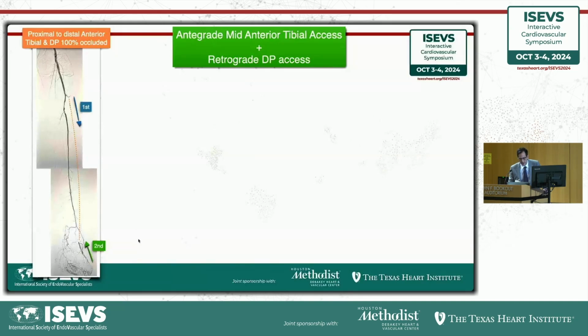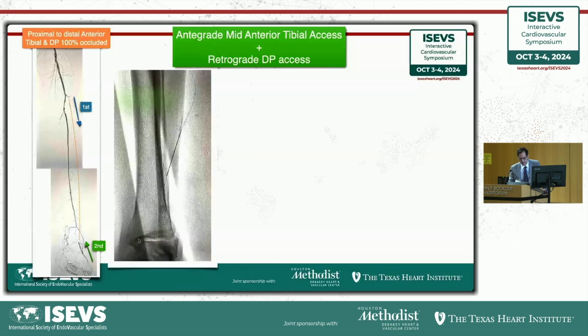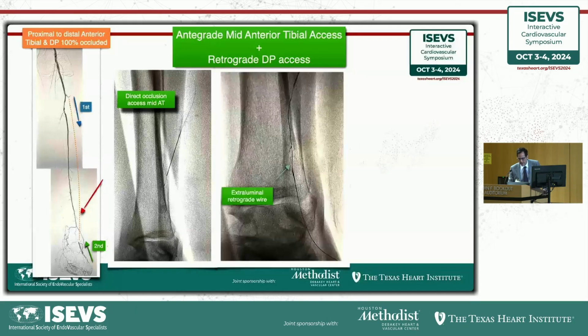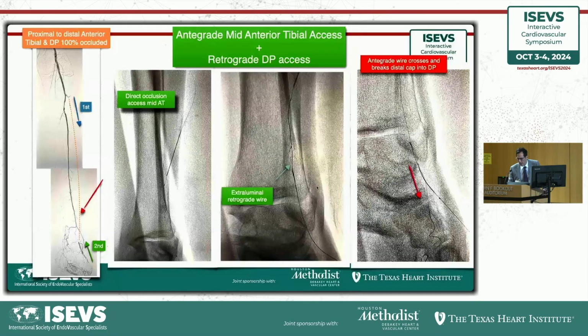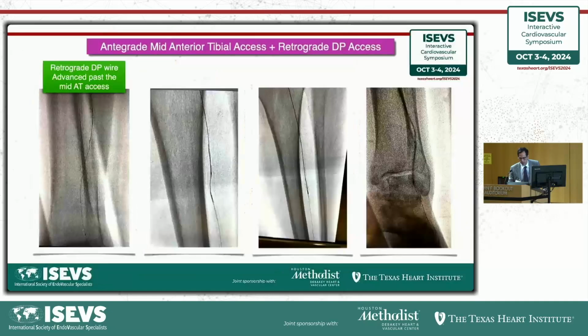For some reason or another, I tried for a little bit and the wire wouldn't go, so I gained access antegrade in the AT mid to distal, hoping to get that wire down and break that distal cap, which I did, and advanced that wire into the dorsalis pedis. Once I broke that cap with a wire, again, this is all with 014 wires I work, I just advanced my wire retrograde from the previously placed microcatheter and worked from above.